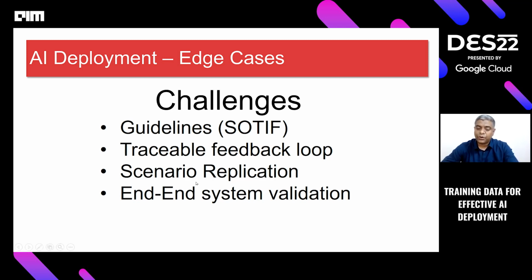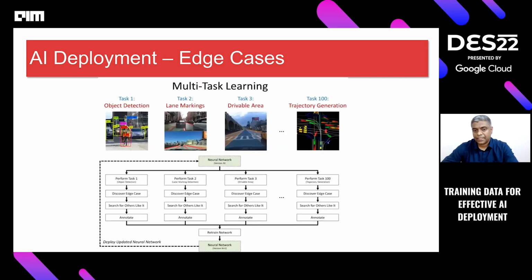Last, it is very important to validate the system once a particular edge case is resolved. If you look at this breakdown of the ML models that are used within an autonomous vehicle system, you will see that there are multiple models that are used for object detections, lane markings, and trajectory generation. When an edge case is resolved in one of these models, it has ripple effects on the other models as well. And hence, there has to be a comprehensive system testing.